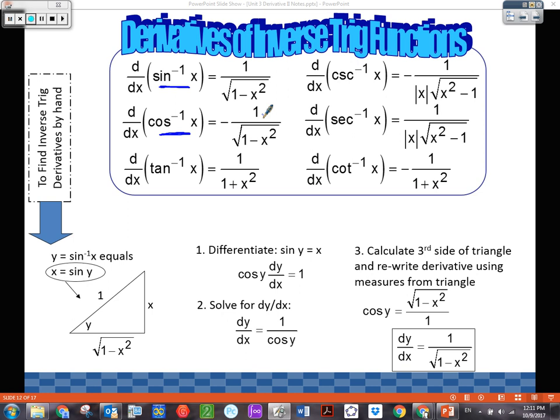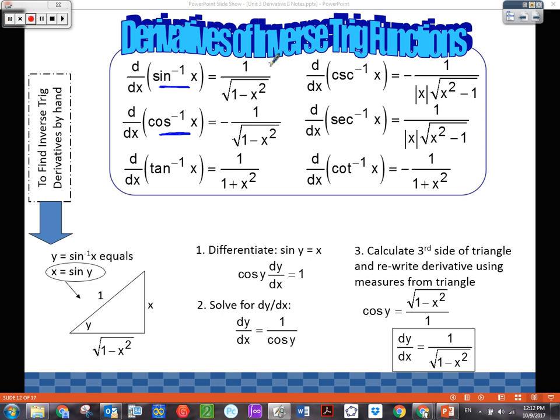Remember the little rule that we use, or it's not a rule, but all of the trig derivatives that start with a C were negative. Remember that? The derivative of cosine is negative sine. That holds true with the inverse trig also. Arc cosine has a negative, arc cosecant is negative, and arc cotangent is negative. So that holds true for these as well. If you can just remember, the ones that start with a C have a negative derivative.